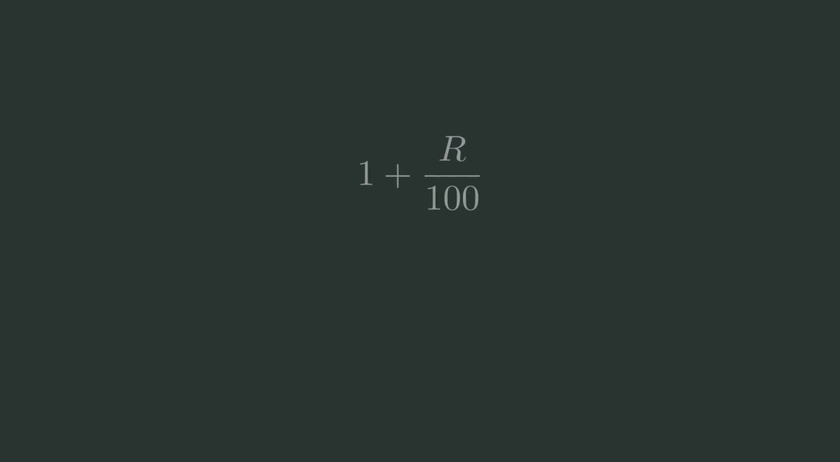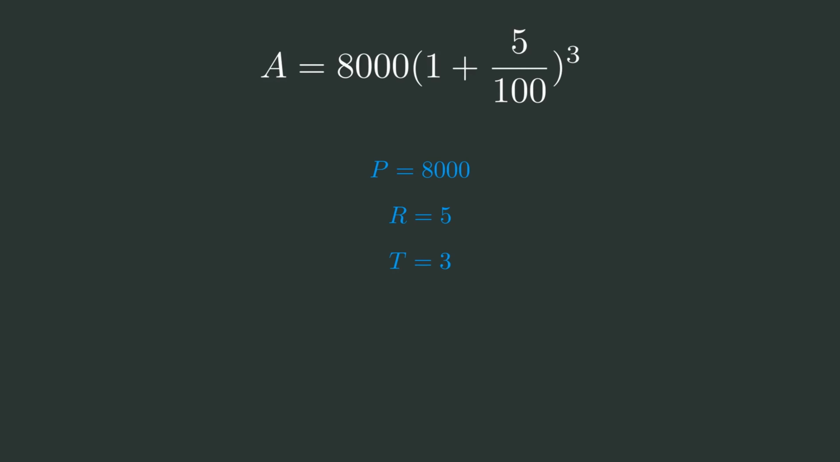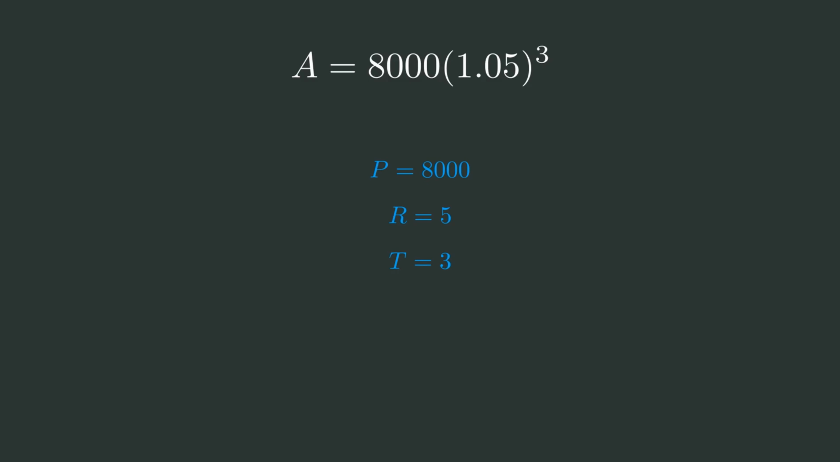Now, first we'll solve the ratio, which in our case is 5 divided by 100, and that will equal 0.05. The next step will be adding that ratio to 1, which is 1 plus 0.05, and the value that we get is 1.05. The next step will be raising the value to the power of 3, as you know it's 3 years. We already have the ratio, which is 1.05, to the power of 3.